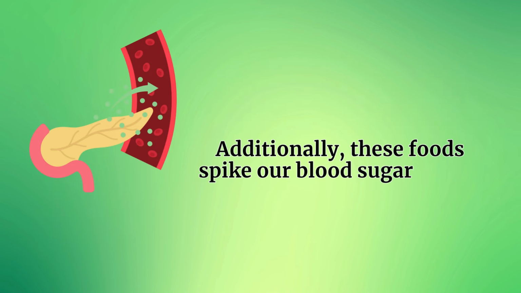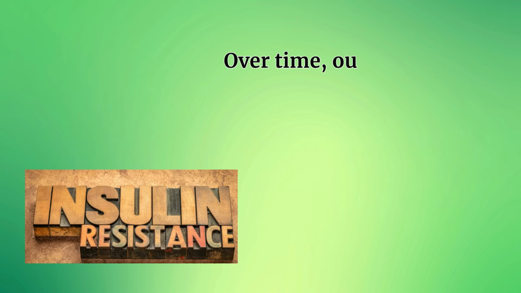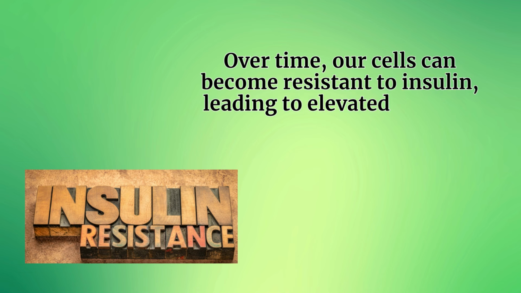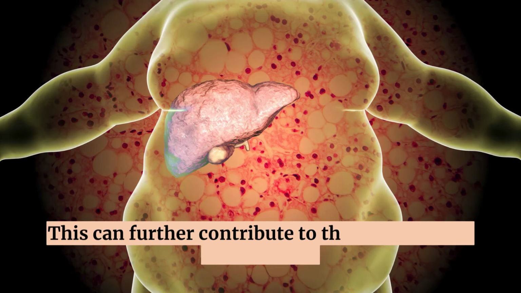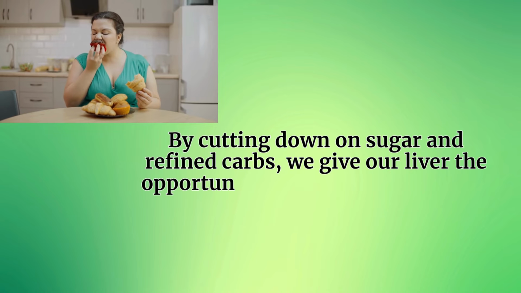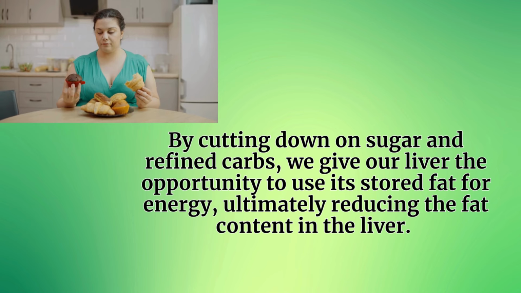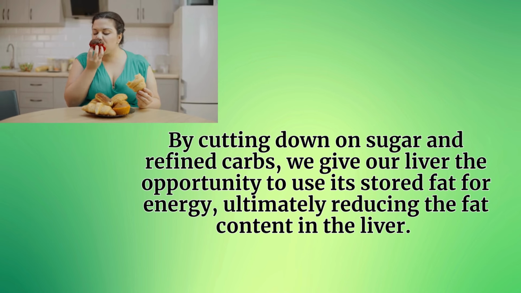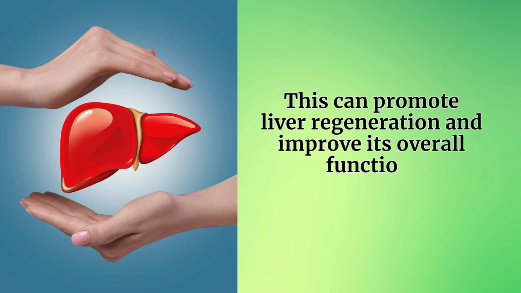Additionally, these foods spike our blood sugar levels, causing our pancreas to release insulin to counteract the rise. Over time, our cells can become resistant to insulin, leading to elevated levels of both insulin and glucose in the bloodstream. This can further contribute to the development of fatty liver. By cutting down on sugar and refined carbs, we give our liver the opportunity to use its stored fat for energy, ultimately reducing the fat content in the liver. This can promote liver regeneration and improve its overall function.